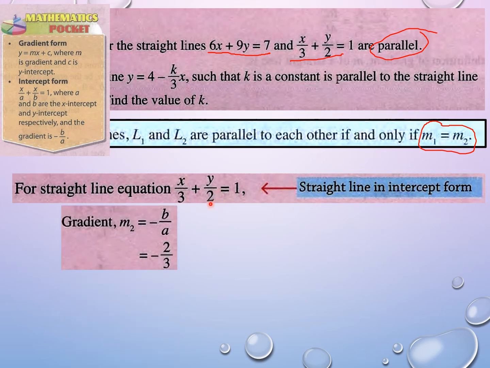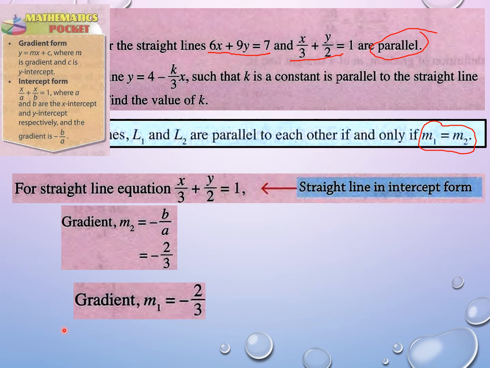So the formula says the gradient is negative b over a. What is b? 2. What is a? 3. Make sure when you use the intercept form, all the signs are the same, the plus, and the 1 without a negative. Then only can you do it straight. If you do not remember this, you can just multiply by 6, then change it into gradient form. Easier, I think. You don't need to memorize anything, just y equals mx plus c.